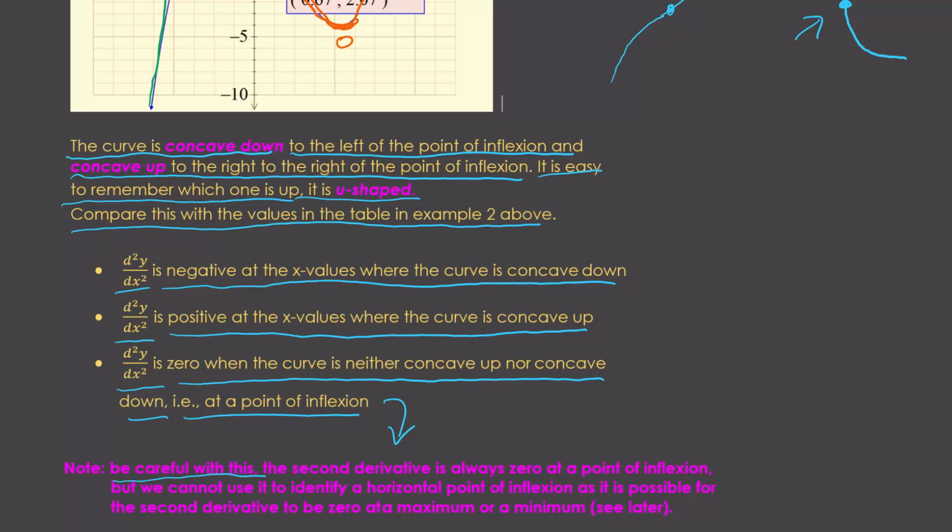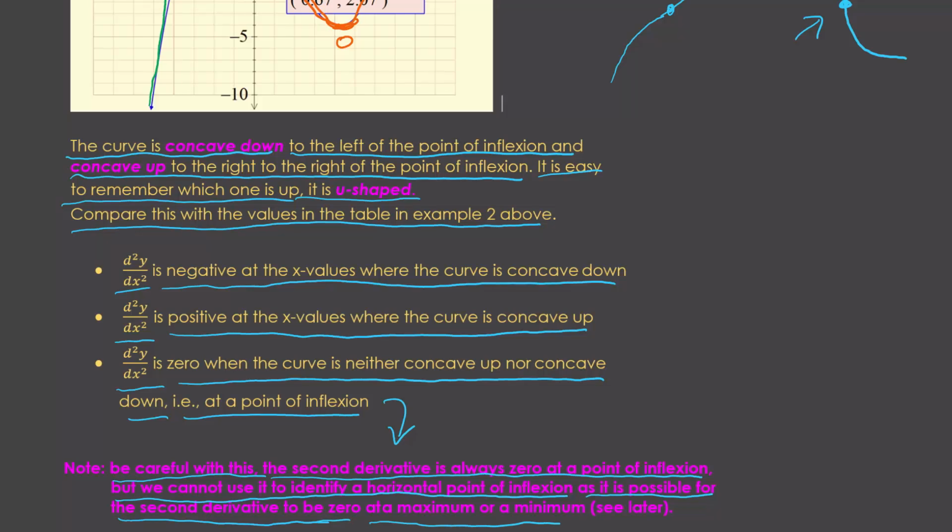Be careful with this. The second derivative is always 0 at a point of inflection, but we cannot use it to identify a horizontal point of inflection, as it is possible for the second derivative to be 0 at a maximum or a minimum. And we'll see an example of this later. It's just a case where you need to take care. But this does have implications for finding maxima and minima.